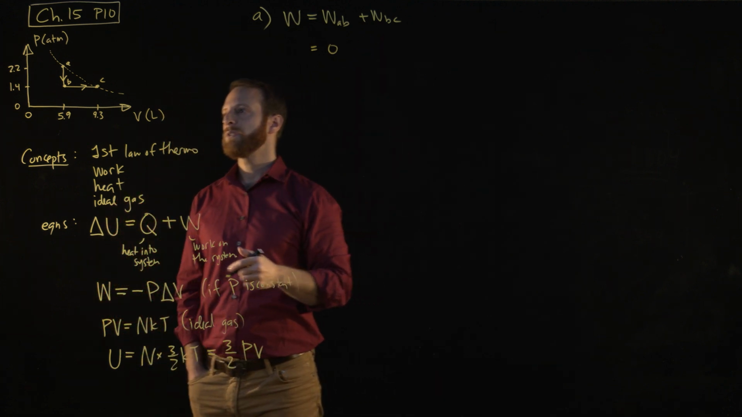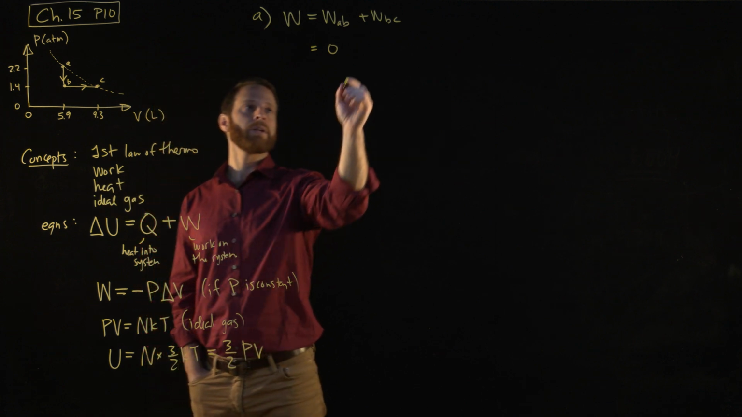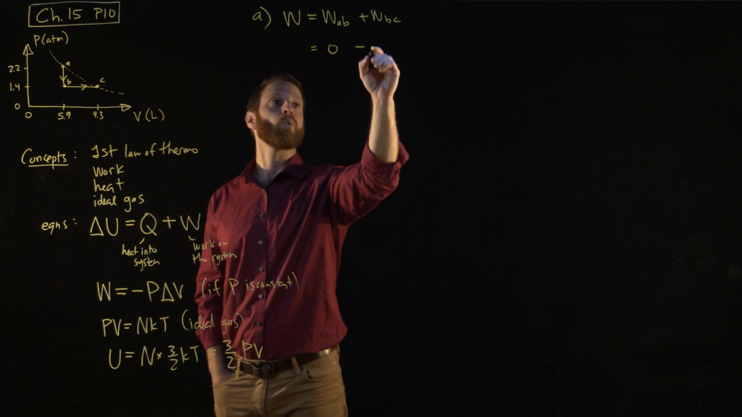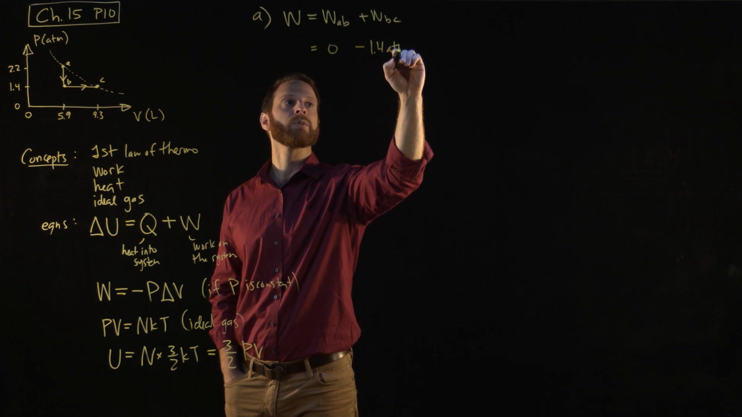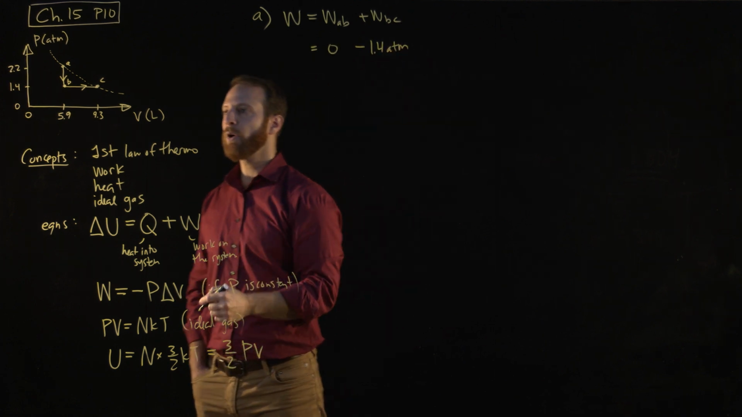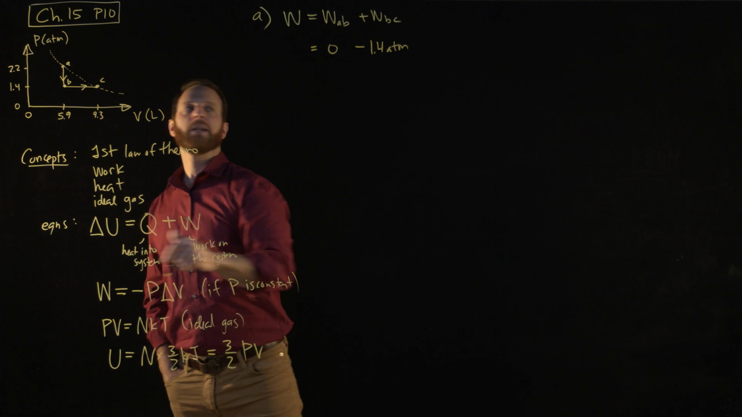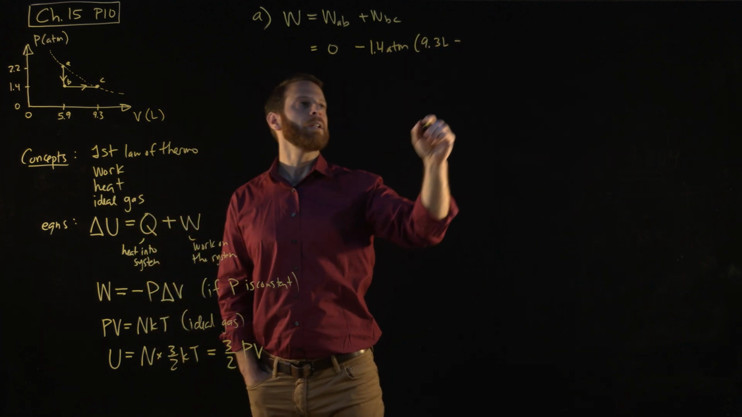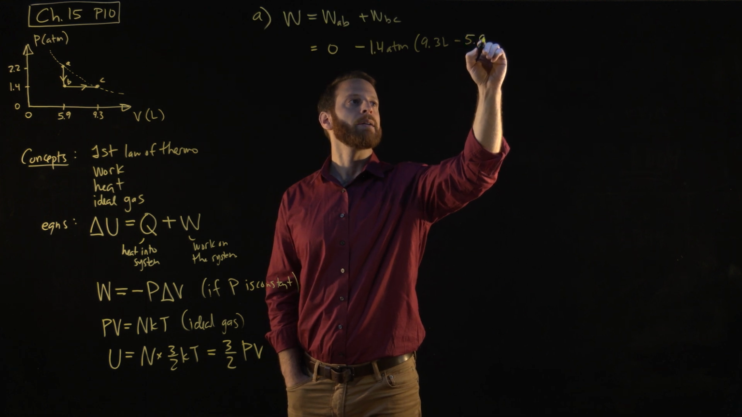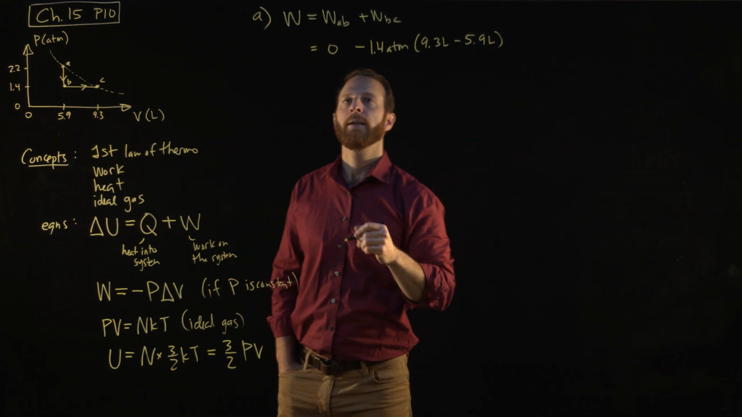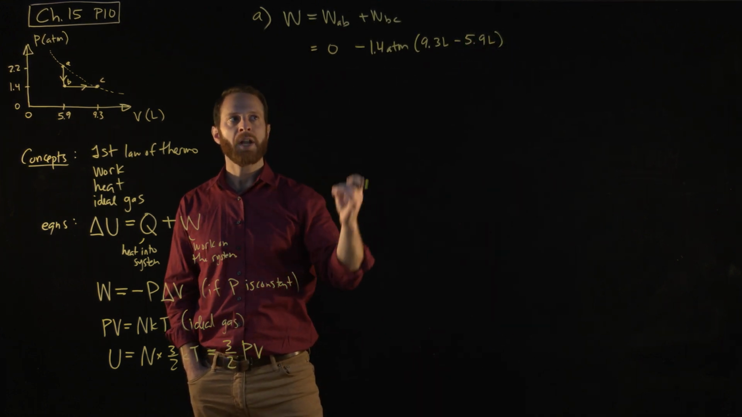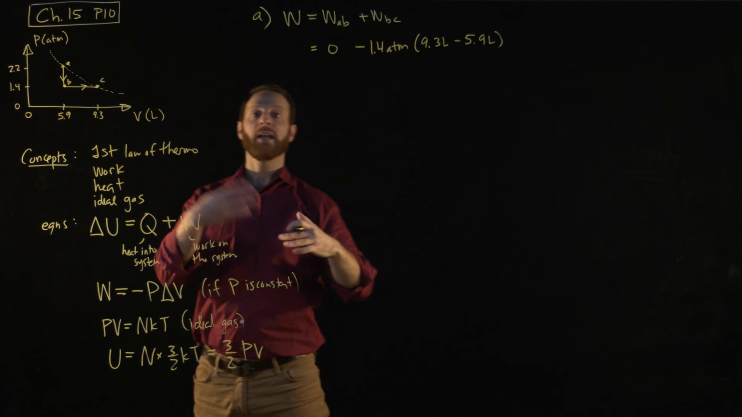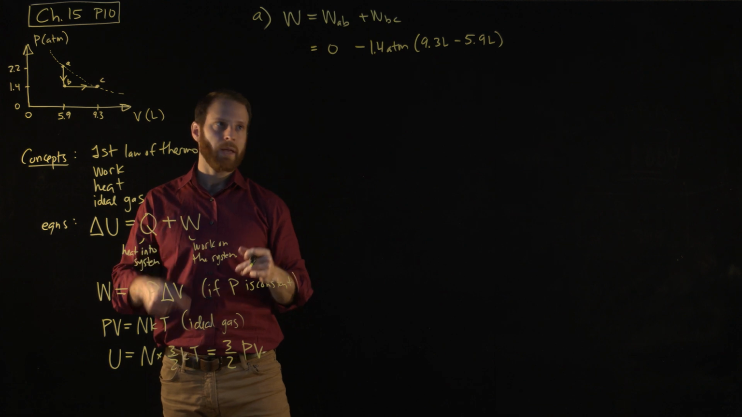The work done from B to C, what we need here is, I'm going to put the minus sign in there, the pressure, which is 1.4 atmospheres, and then the change in volume, which ends up at 9.3 liters, and it started at 5.9 liters. Okay? This is ultimately the work done on the gas. It's going to be negative. That's okay. The negative of that will give us the work done by the gas.